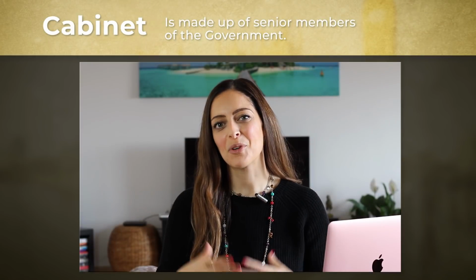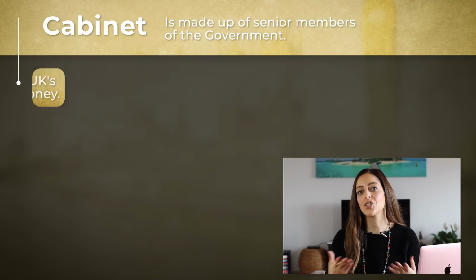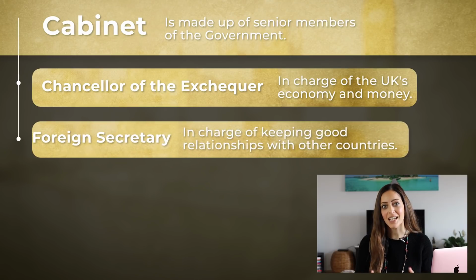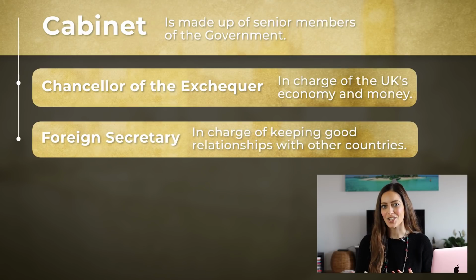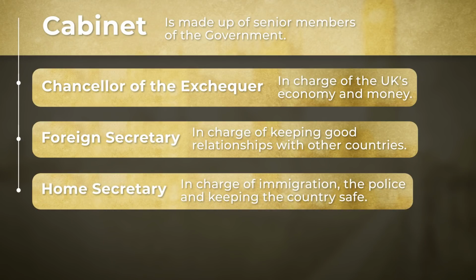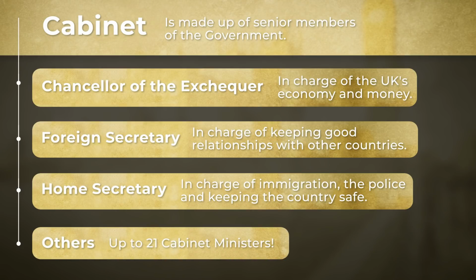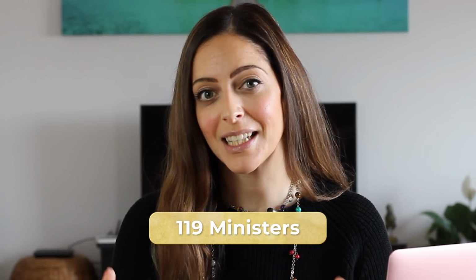The cabinet is made up of senior members of the government, such as the Chancellor of the Exchequer, also known as the Treasury. So this person is in charge of the UK economy and money. You could also, for example, have the Foreign Secretary, who is in charge of keeping good relationships with other countries around the world. We also have a Home Secretary, who is in charge of immigration, the police, and keeping the country safe, as well as many others, making a total of 21 cabinet ministers, including the Prime Minister. So in total, there are actually 119 ministers.